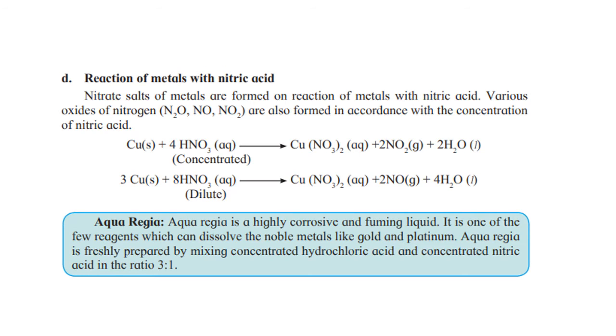Here we learn about something called aqua regia. This is a highly corrosive and fuming liquid. It is one of the few reagents that can dissolve the noble metals like gold and platinum. Aqua regia is freshly prepared by mixing concentrated hydrochloric acid and concentrated nitric acid in the ratio 3:1. That means 3 parts of HCl and 1 part of HNO3. This is to dissolve metals which normally do not dissolve in acids.